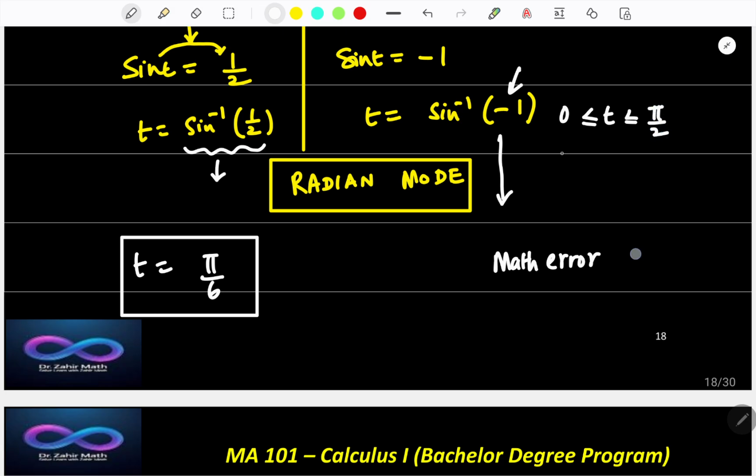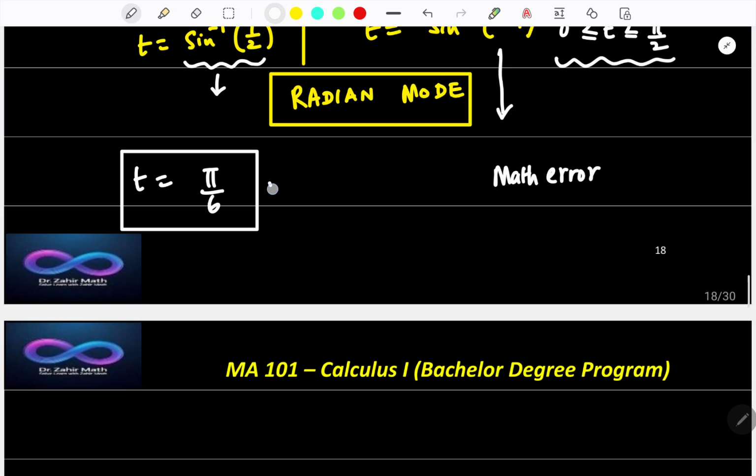Do I need to write all these reasons, teacher? No. You just write math error and move to the next step. So you got only one value, t is equal to pi by 6.